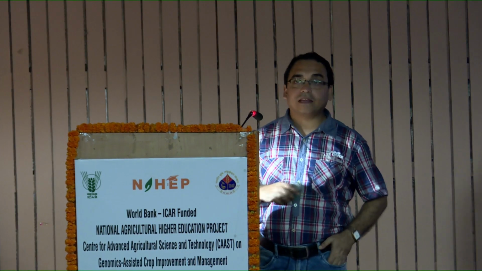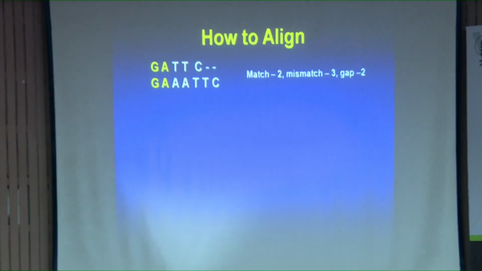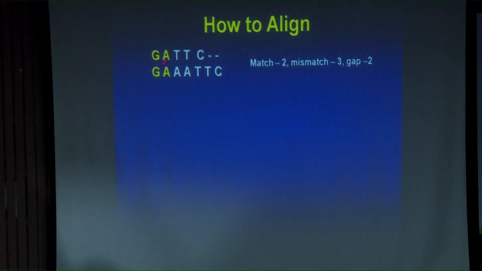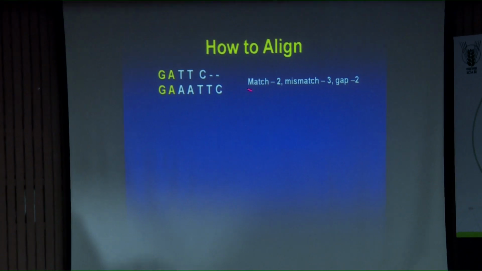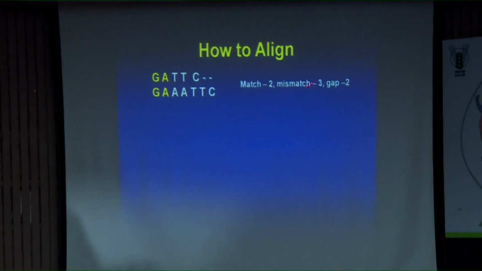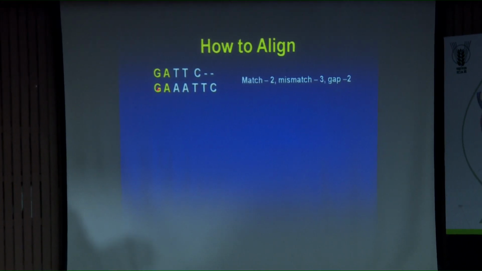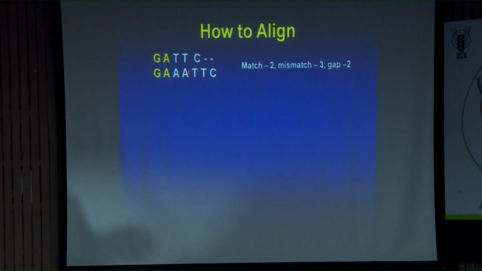Before doing that, first I would like to tell you how these alignments are actually done. Suppose we have one 5 nucleotide sequence and one 7 nucleotide sequence, and there are 2 mismatches, then 2 matches, then 3 mismatches, and there are two gaps. Using these sequences, how can we align? If we align like that, there will be only 2 mismatches, 3 mismatches and 2 gaps.